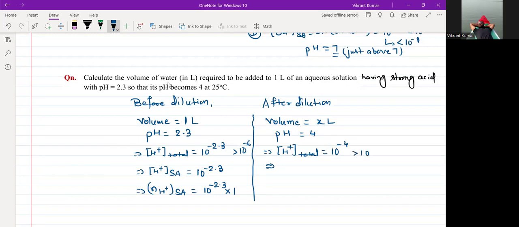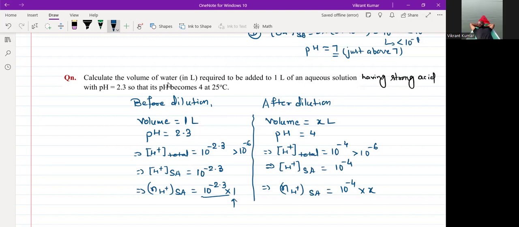Water has no role in the pH part; it matters for volume, but not for the H plus moles or molarity. So we are saying that this is nothing but H plus from strong acid itself, which is 10 raised to minus 4, and that's why we are writing moles of H plus from strong acid is nothing but 10 raised to minus 4 into x, okay? And these two things are going to be equal.